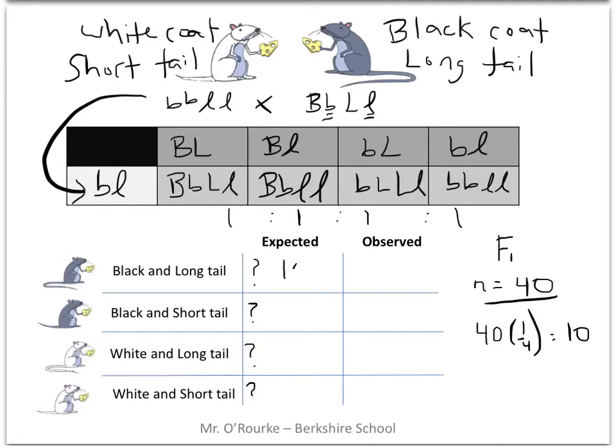So we would expect 10 black and long, 10 black and short, 10 white and long, and 10 white and short, if all things were great. However, you do these experiments and sometimes the predicted outcome doesn't match the actual reality of the event.